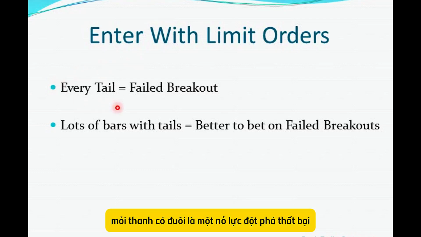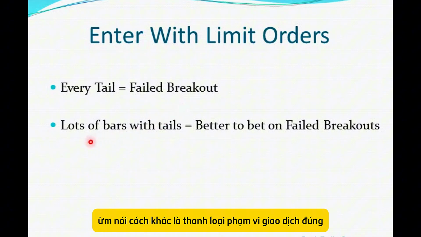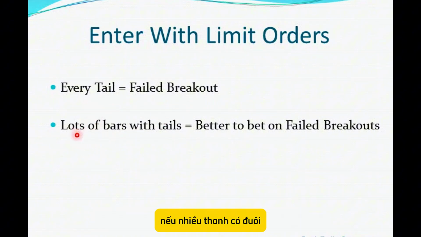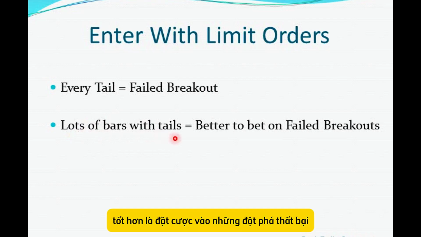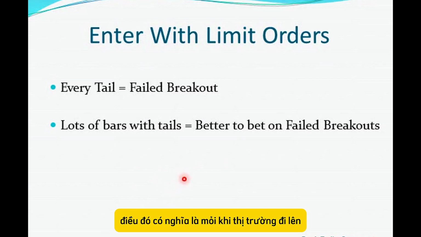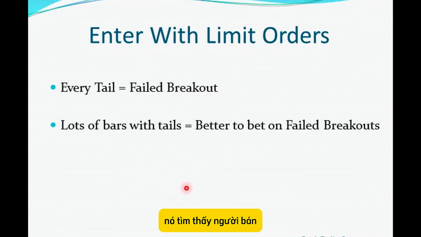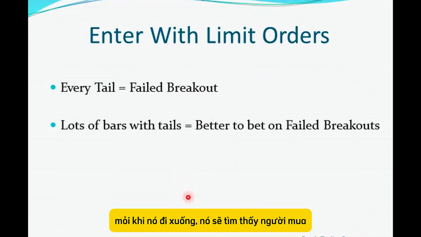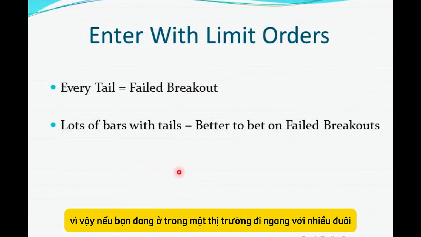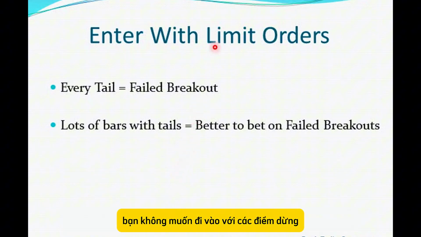Every bar with a tail is a failed breakout attempt. In other words, a trading range type bar, right? If lots of bars have tails, it's better to bet on failed breakouts. So if the market has lots of bars with tails, that means every time the market goes up, it finds sellers. Every time it goes down, it finds buyers. So if you're in a sideways market with lots of tails, you don't want to be entering with stops.